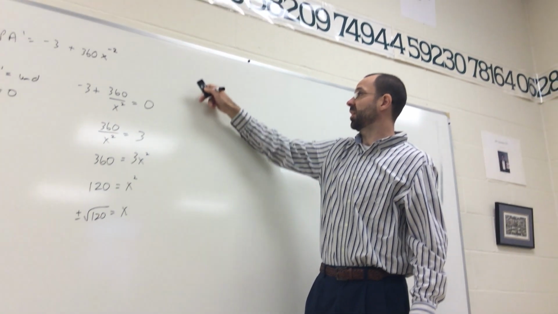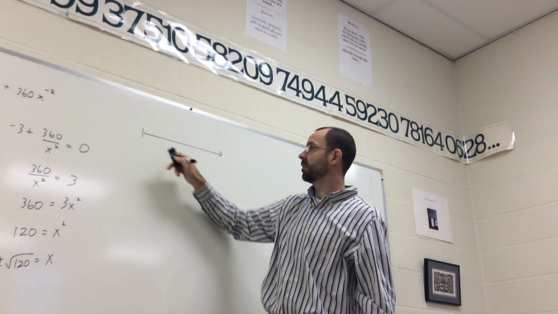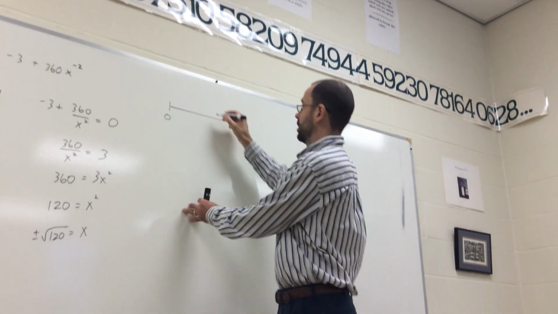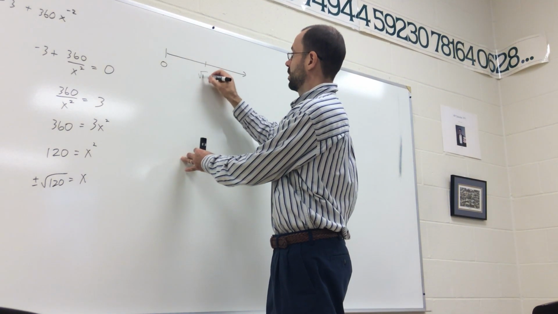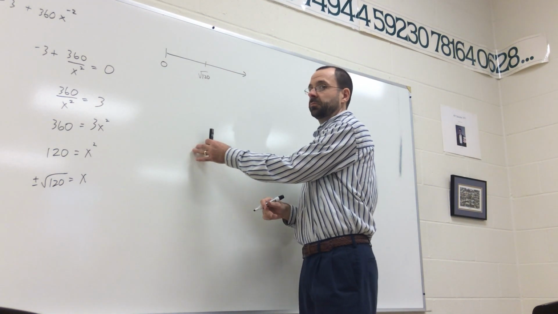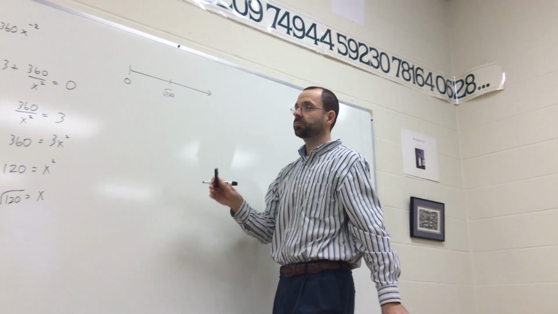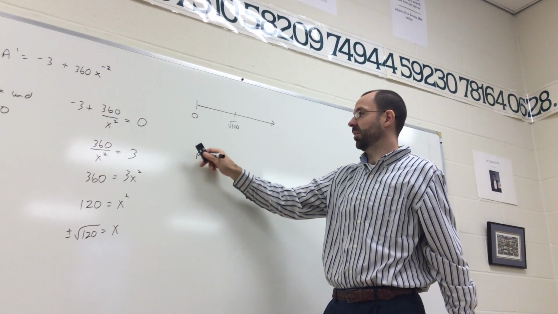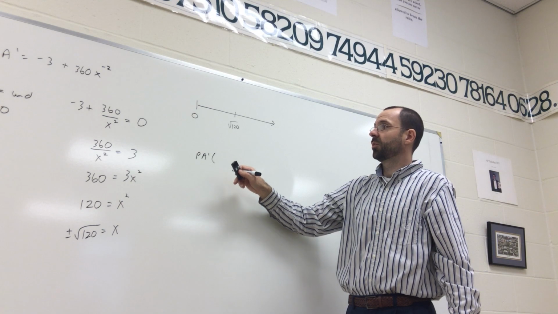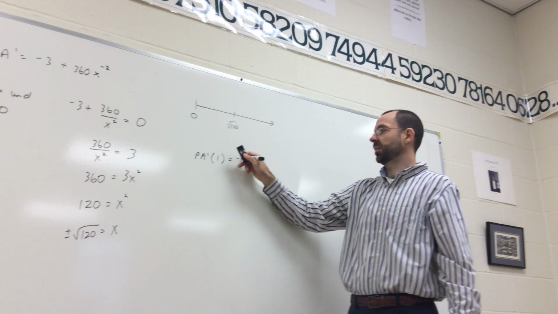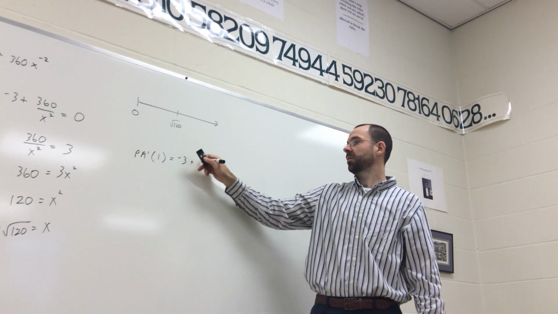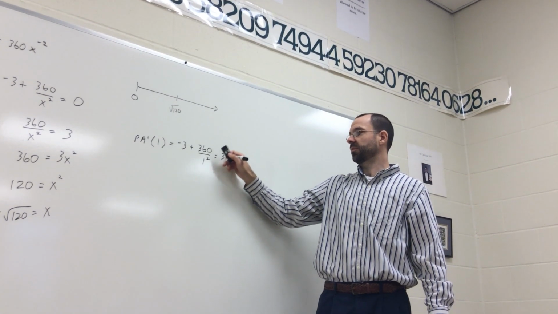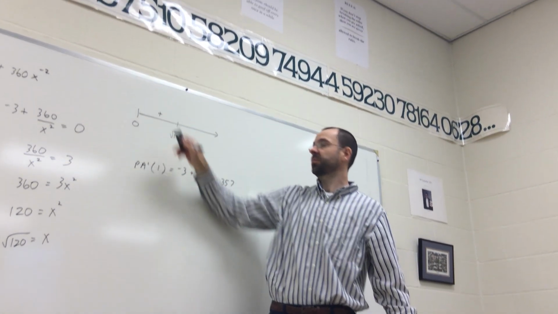So then you've got to slap that on a number line. I'm ignoring the negatives again, right? But I've got to test. So printed area derivative at 1 is negative 3 plus 360 divided by 1 squared. So it's 357. So that's positive.